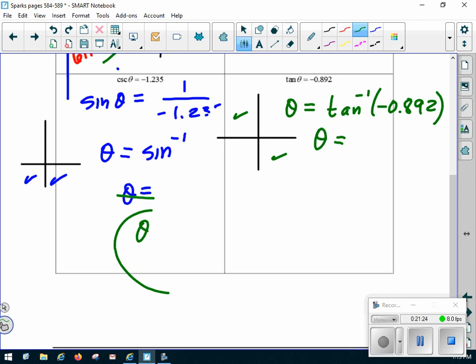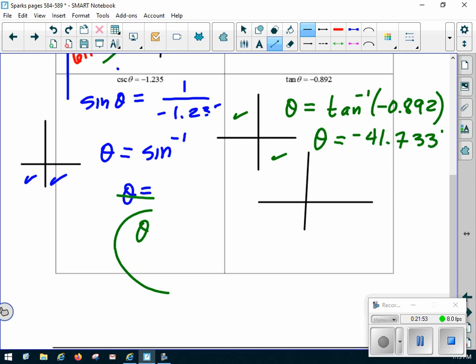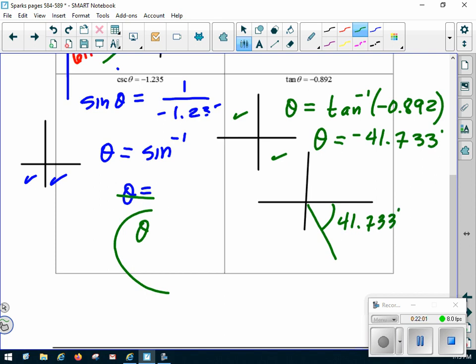What are you getting? Is that what everybody's getting? Is that one of our answers? No, because it's negative. What quadrant is negative 41 degrees in? That's in quadrant 4, which is where we want one of our answers, right? But it doesn't carry the right kind of name. What is my reference angle? Yeah, that's my reference angle.